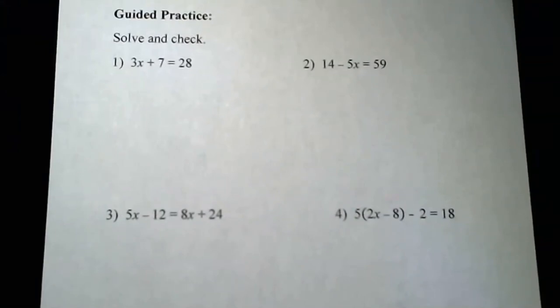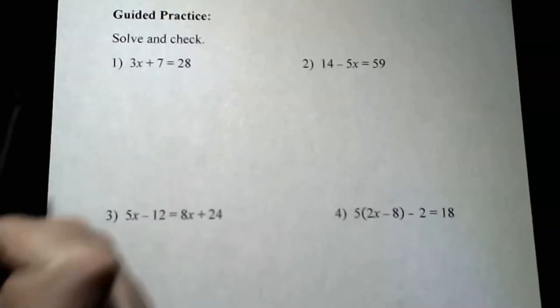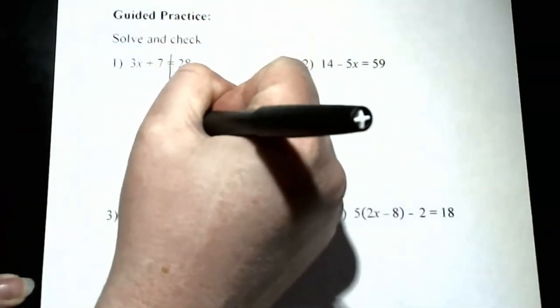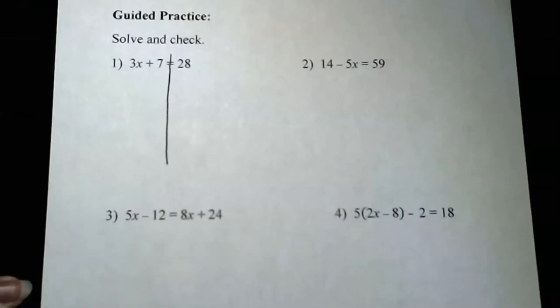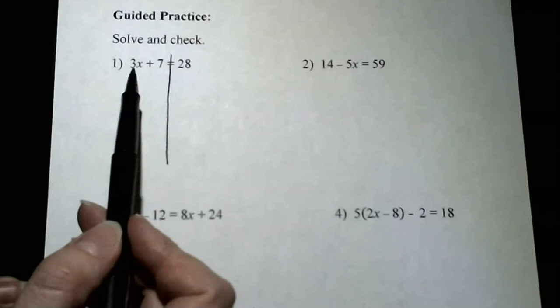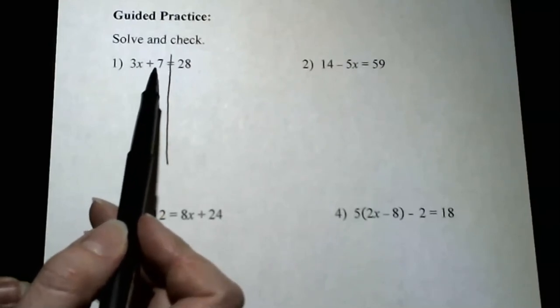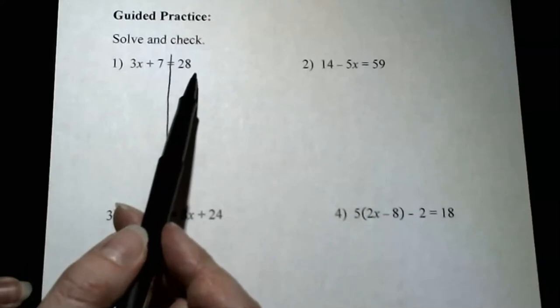Okay, so let's get started on some of these guided practice problems. So for number 1, we got 3x plus 7 equals 28. And the first step is to look and see if you can combine anything on the same side. So you have 3x plus 7. Those are not like terms, so you cannot combine them. And over here, you just have 28.